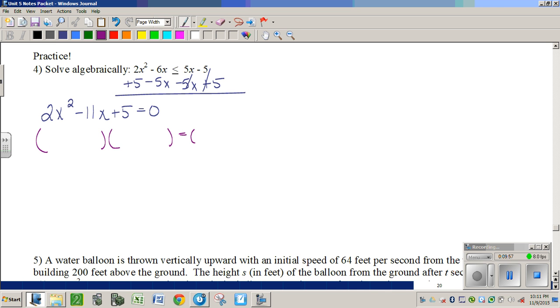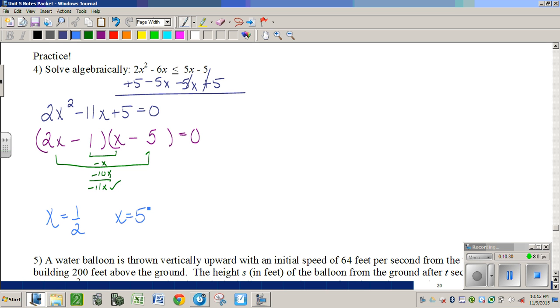Okay, so if we need a 2x squared when we factor, we need what at the beginning of our parentheses? Nice. See, you guys are catching on to this. Now, if I have a negative in the middle and a positive product on the outside, I know that both of my terms have to be negatives here. Let's go with 1 here and 5 here. Let's just double check and make sure that that works. So that's a negative x. That's negative 10x. That comes out to be negative 11x. All right, that works good. So we have solutions of 1/2 and 5.